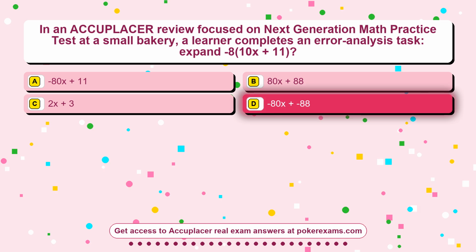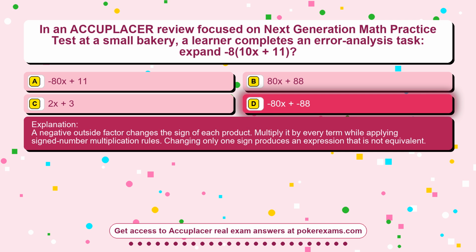The correct answer is option D, -80x + -88. A negative outside factor changes the sign of each product. Multiply it by every term while applying signed-number multiplication rules. Changing only one sign produces an expression that is not equivalent.